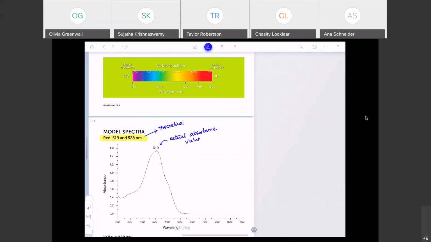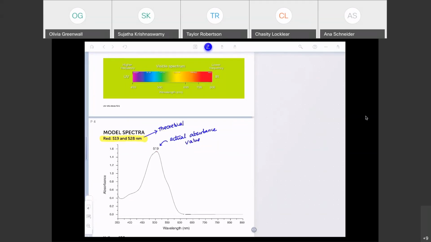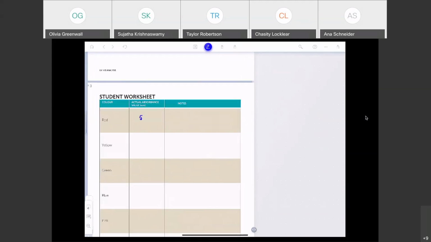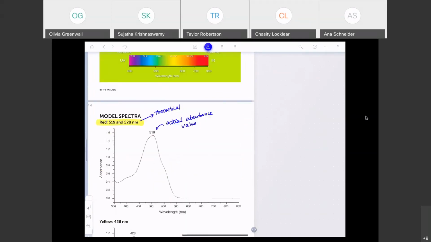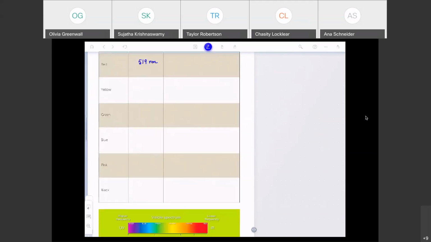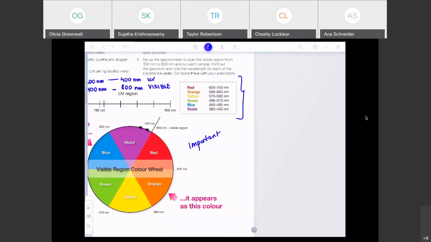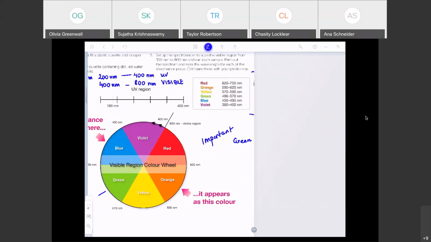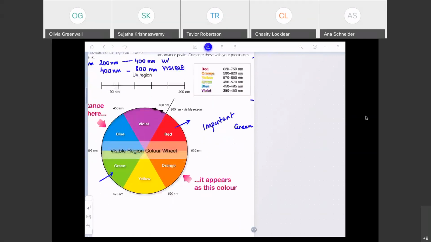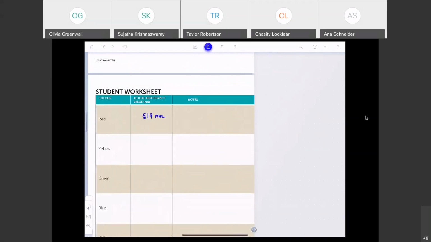You should have seen one at 528, you didn't. That's okay, you see 519. So what you're going to do here is write 519 nanometers. That wavelength, 519, is what is most absorbed by the compound. Now in the notes, we're going to go back here and locate where 519 is. If you take a look at it, it is in the green region. So this compound is absorbing all the green light. What's transmitted is the complementary color, which is red. That's why you see it as red.